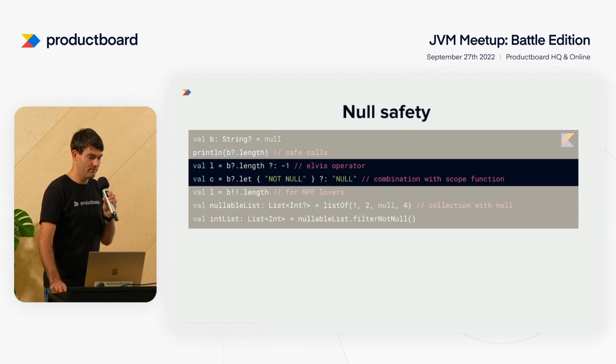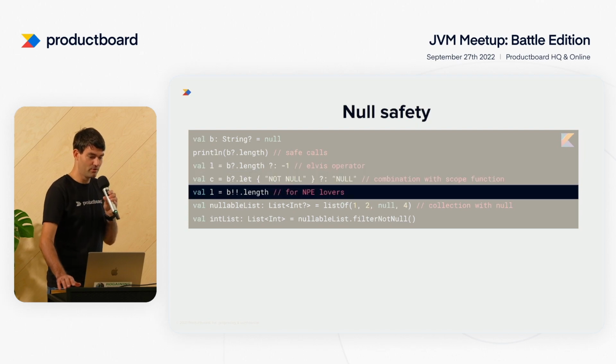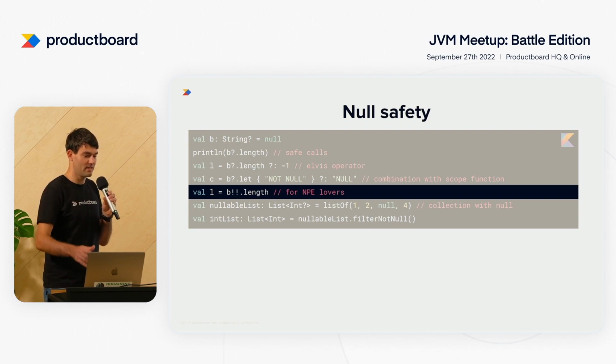Also, you can use Elvis operators on nullable variables and use them also, for example, with scope functions. For null pointer lovers, you can use two exclamation mark symbols, and you can say that you are sure that this variable is not null. Sometimes you just need it, for example, when you are using code together with Java.